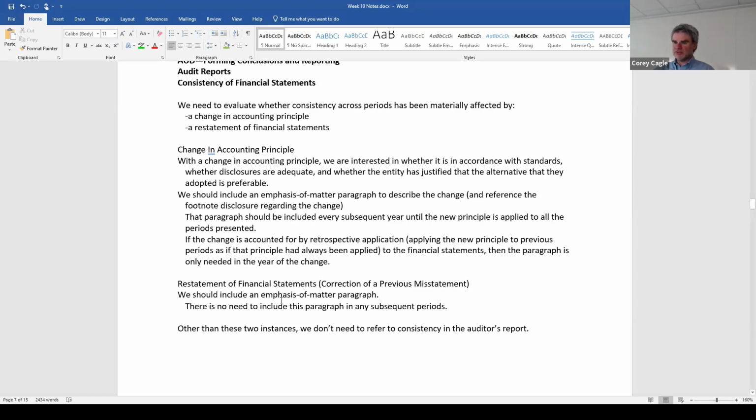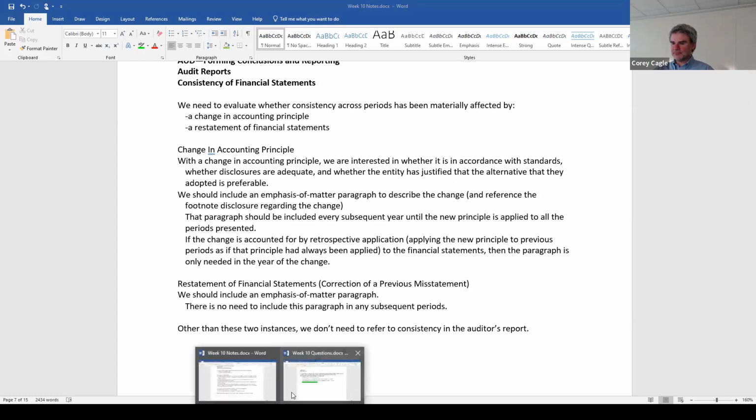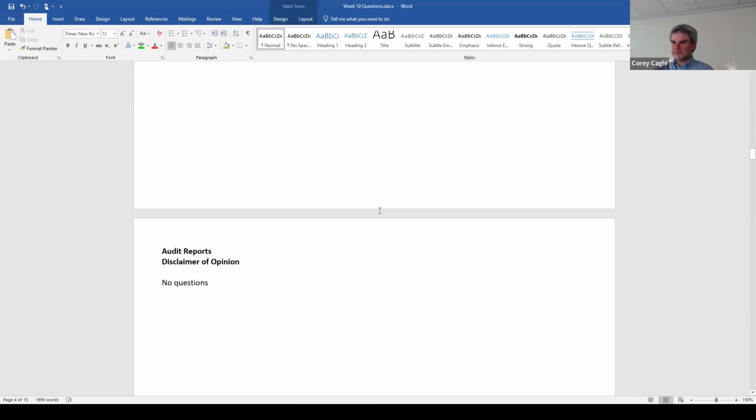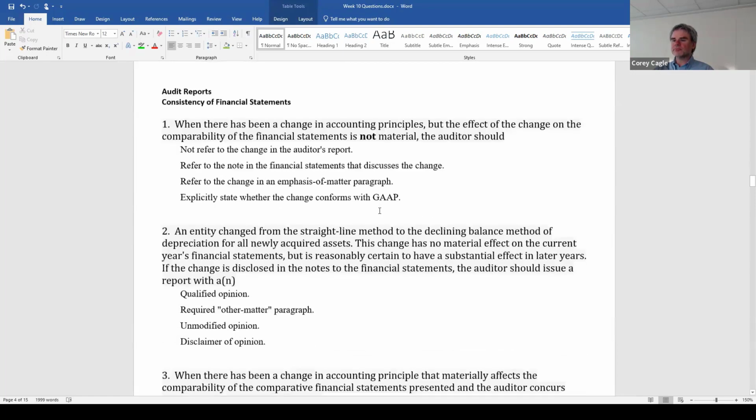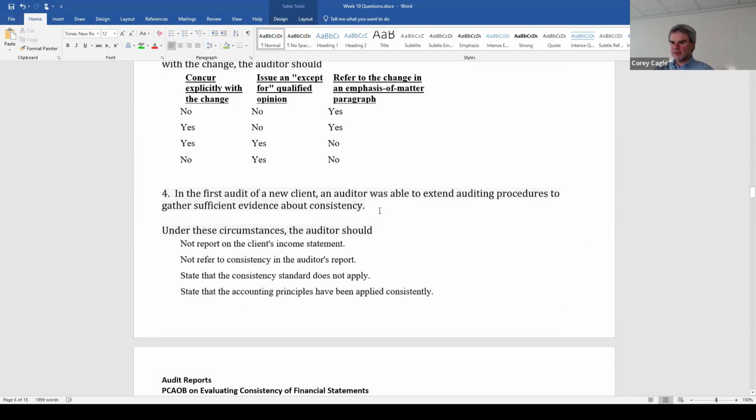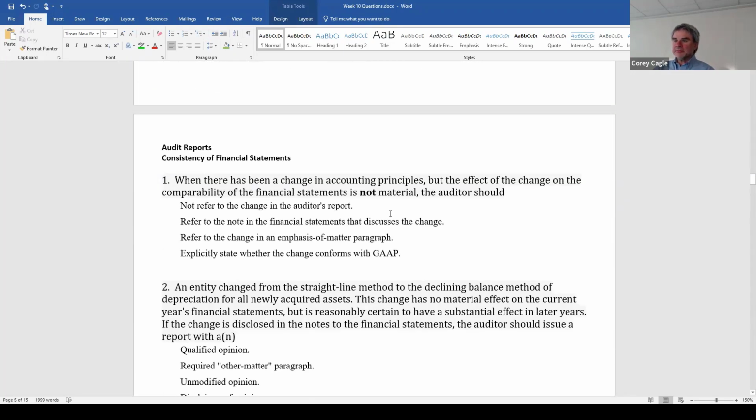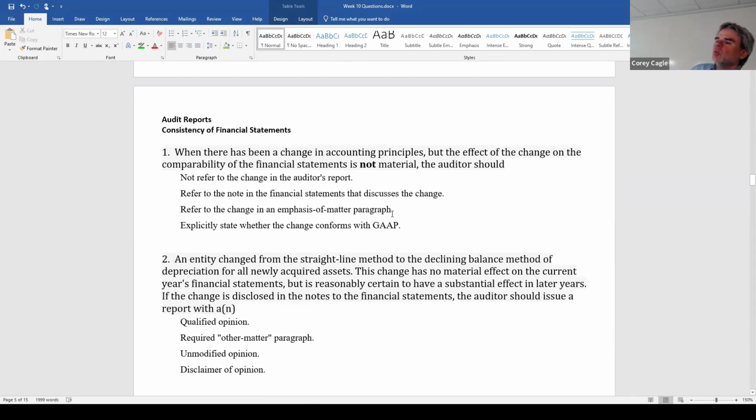Let's look at their questions here. There are 4 of them, and I think they're all 4 worth looking at. Number 1, when there has been a change in accounting principles, but the effect of the change on the comparability of the financial statements is not material, what should we do?